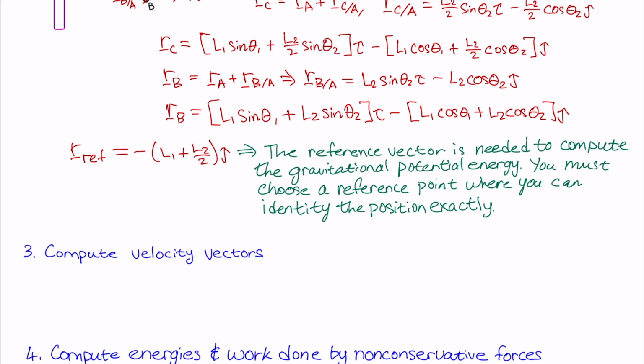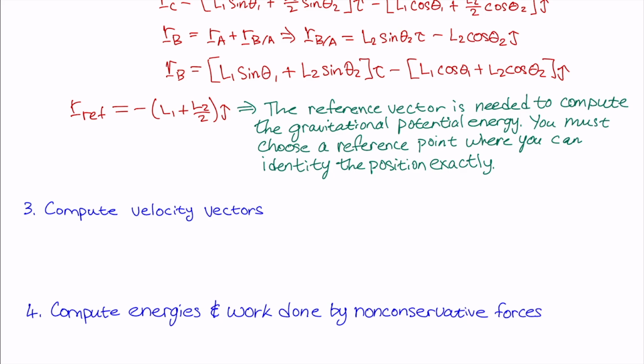Okay, now with all the position vectors defined, we can move on and compute velocity vectors. We only need to compute the velocity vector for the center of mass, in this case r_C, because that's the only object that has mass that is moving. The wire is moving, but it is assumed to be massless here.